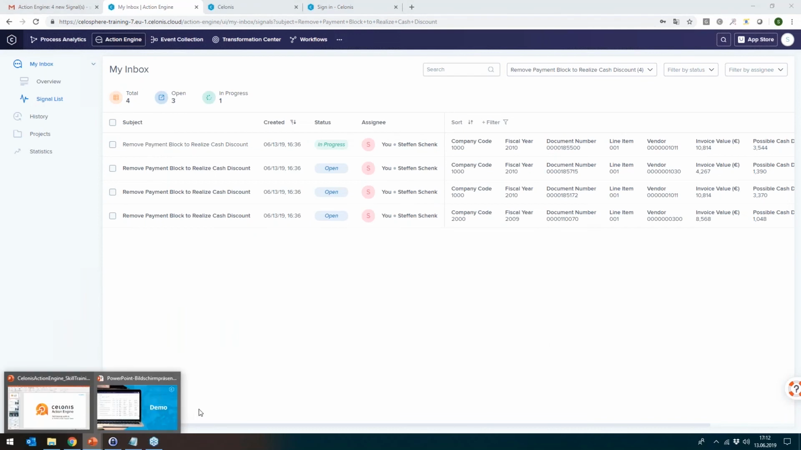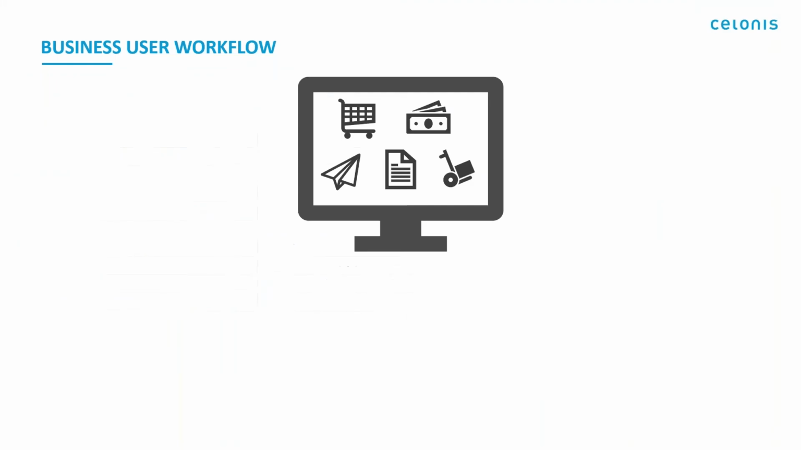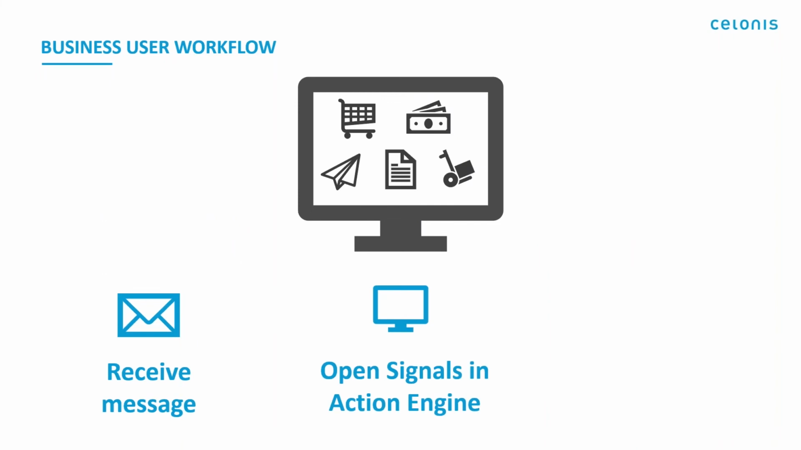So that's actually how the business user will interact with the Action Engine. So in short, it's simply about receiving a message, open the signals in Action Engine, and execute actions across different operational systems. We have just seen it by means of an SAP example.